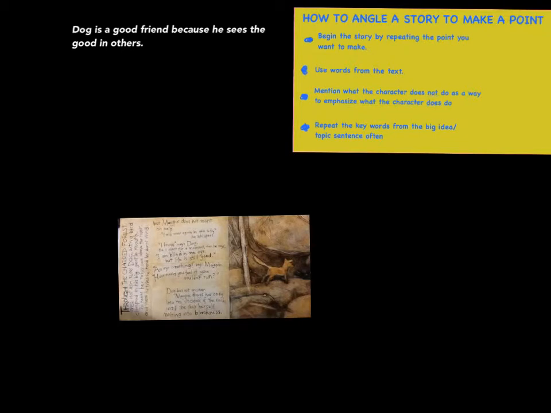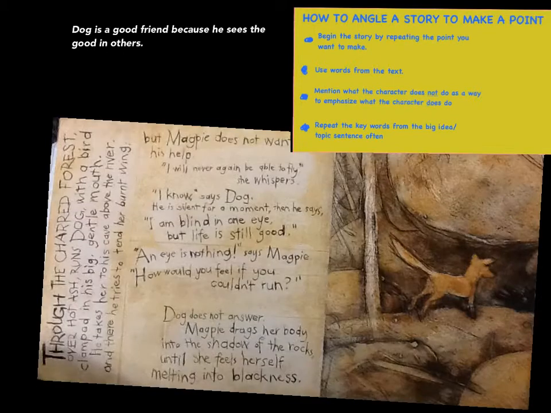Let's take a look now at our reason. Dog is a good friend because he sees the good in others. First, we need to think, what moments in the story led me to this conclusion? What moments can illustrate this point for other readers? Let's take a look back at the story quick, and I'm going to mark up different parts where I think it might show that Dog sees the good in others.